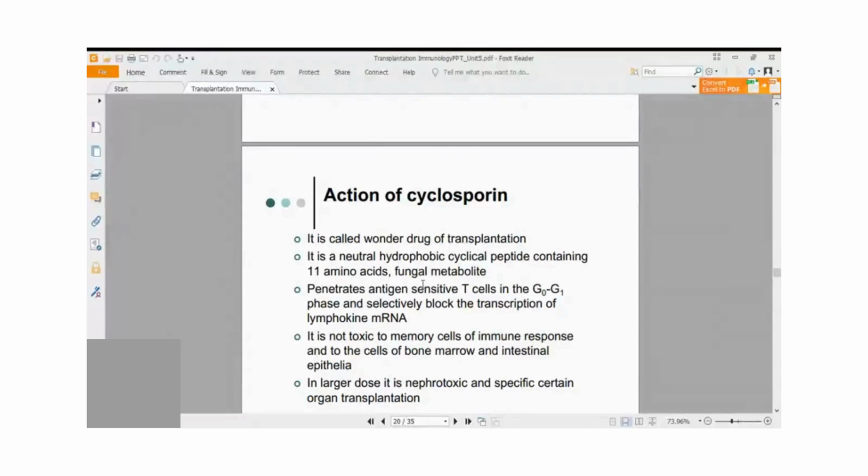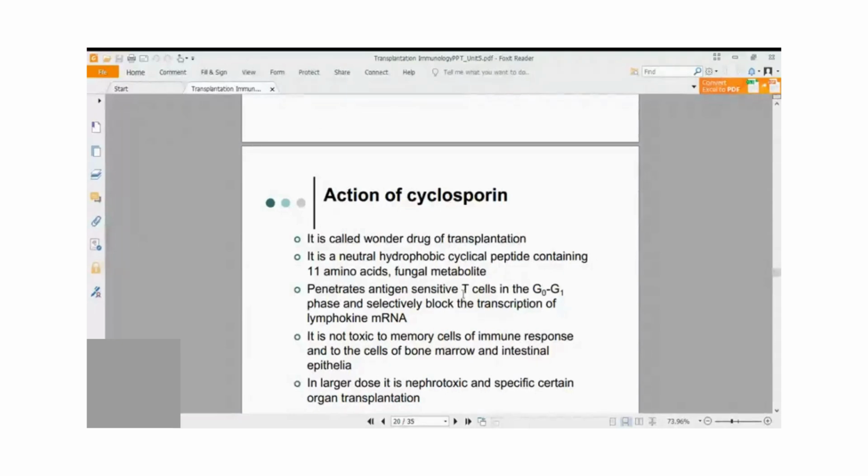The reason is unknown, but it is known that if the cyclosporin drug is in excess, the kidney gets damaged. It is nephrotoxic. That's probably the only reason it is not used for kidney transplantation. But we are not sure, because there are no reports indicating why it is not working in the case of kidney transplantation. Fine.